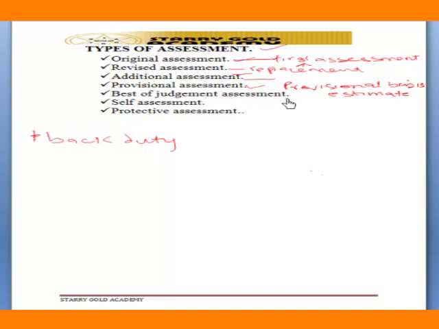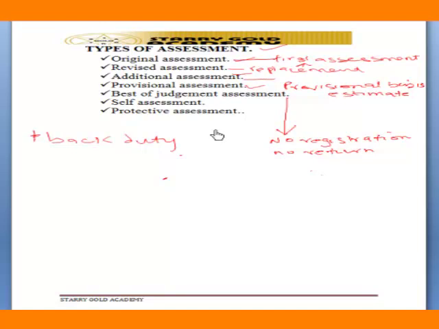Now, best of judgment deals will arise where the taxpayer has either not filed return or is not even registered for tax purpose. So what are we looking at here? Here the taxpayer is not registered. No registration, no return. So where there is no registration as a taxpayer, or the taxpayer has not even filed return, the best of judgment assessment is raised.